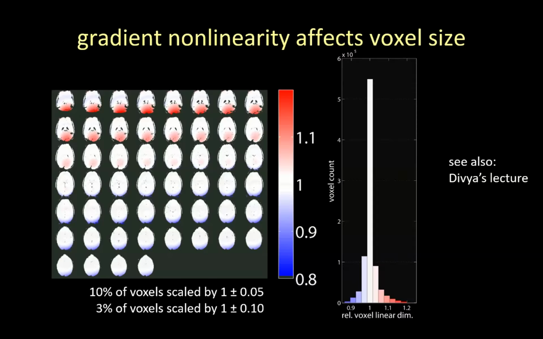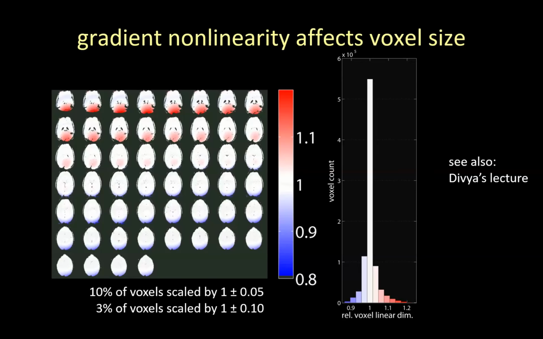But actually, it's pretty interesting. The blue voxels show you places where the voxels are smaller than what you think, right? So this is both good news and bad news. This happens to be in visual cortex. The voxels are actually a little bit smaller than the nominal voxel size. So these B0 distortions, gradient nonlinearity distortions, good news and bad news, right? It can be good, can be bad.